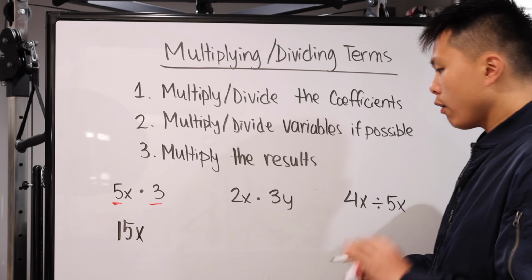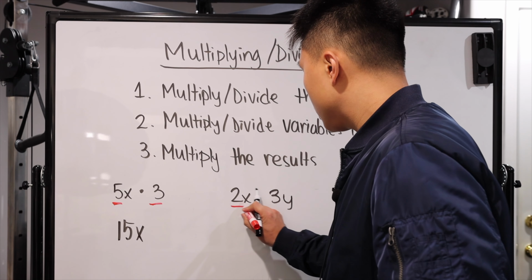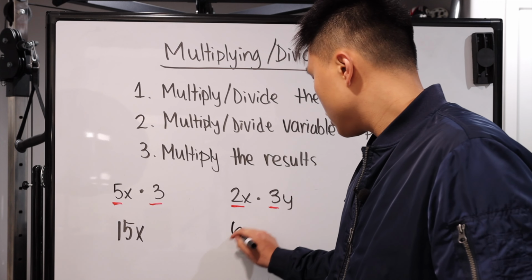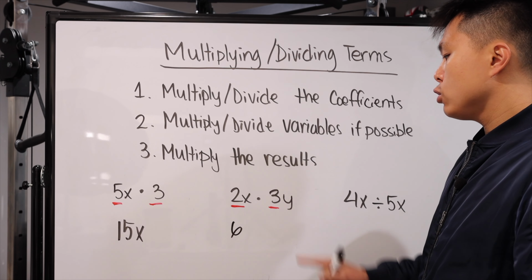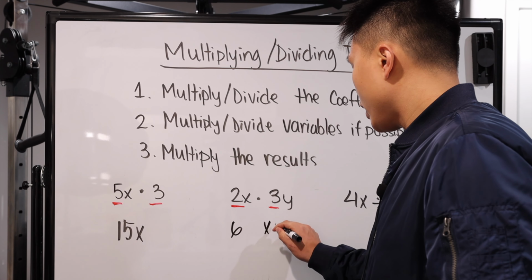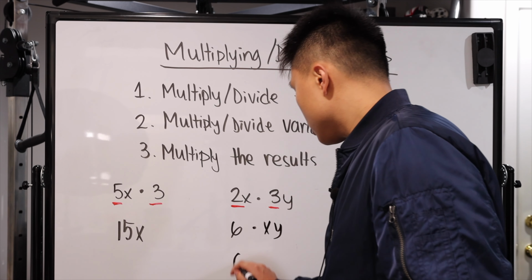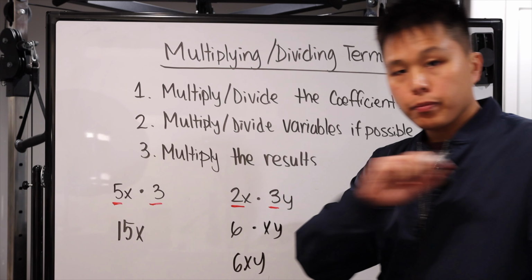The second one is slightly different because now there's 2 different variables. Once again, you're going to multiply the numbers first, which is going to be 6, right? And then you're going to multiply the 2 variables, which is going to be x times y or xy. Then after that, you're going to multiply those 2 results together is 6xy.